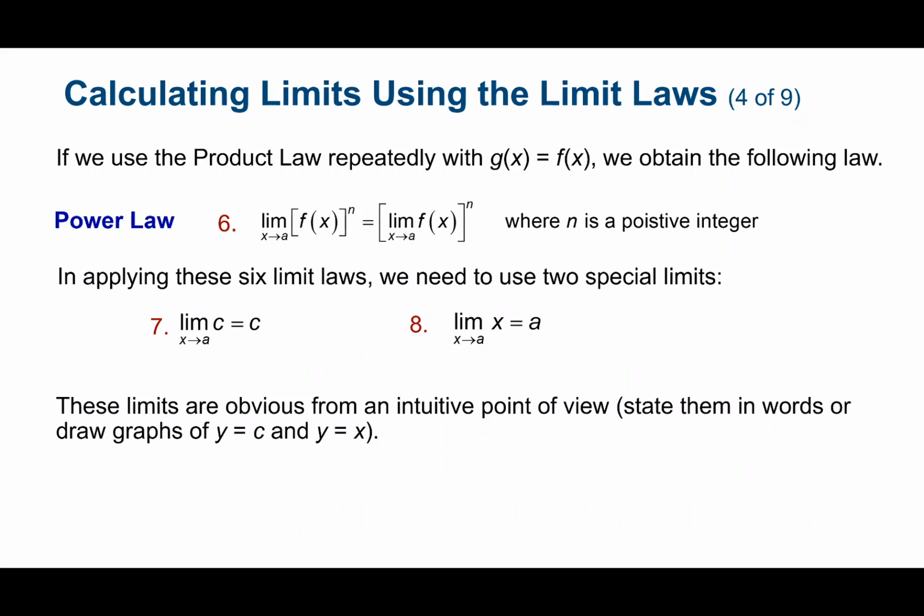Using the 5 laws we have, we can extend these ideas and get some more limit laws. Number 6 is an extension of the product law where you have the limit of f times g, the limit of f times the limit of g. If instead of using 2 different functions, we just use the same function over and over, f times f times f times f some certain number of times, then we get a power law.